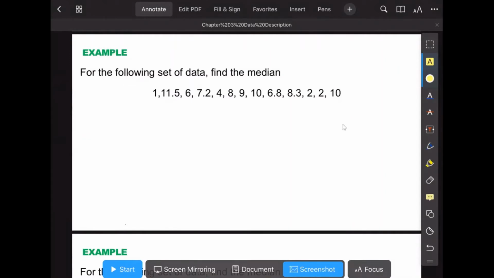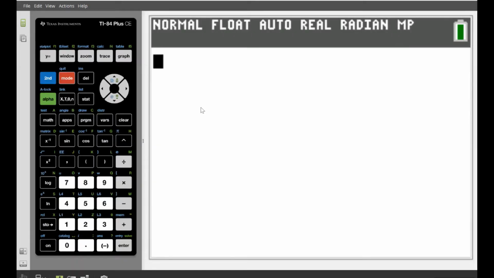Right. Okay, so what we are going to do now is learn how to arrange this data using the calculator so that you'll not make any mistake and you'll have a perfect result. So I'm going to share my calculator now. Okay, can you see my shared calculator? Yes. Okay.